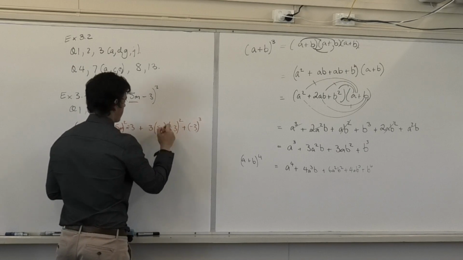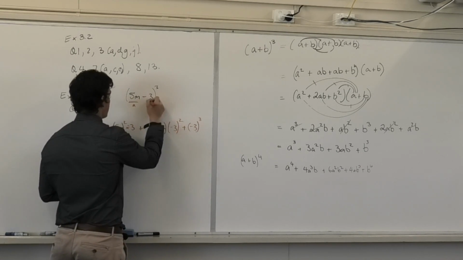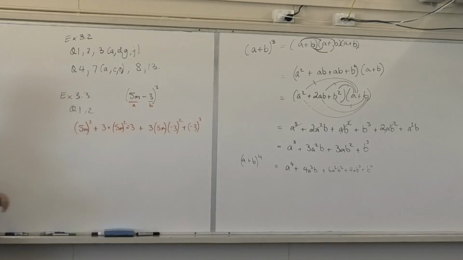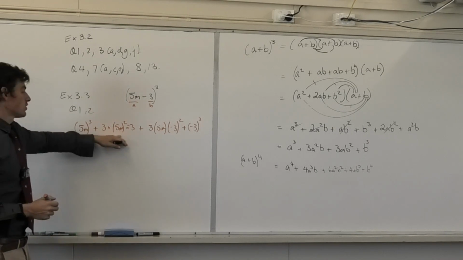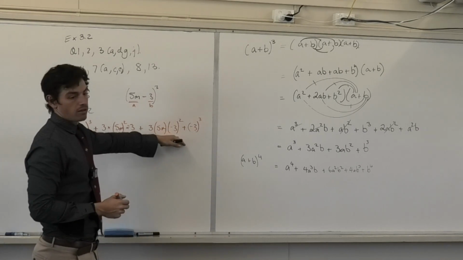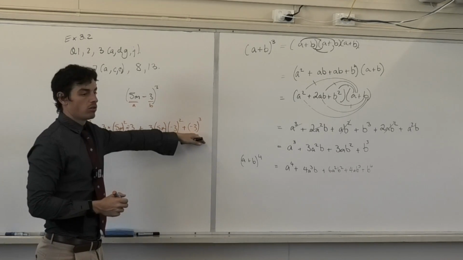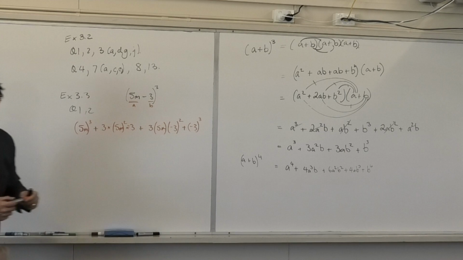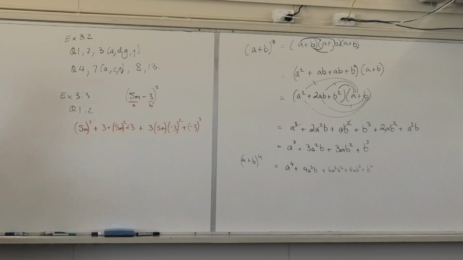Why am I changing that? Because I want to show this is my a and this is my b. Have I got a cubed? Yes. Have I got 3a squared times b? Yes. Have I got 3a times b squared? Yes. Have I got b cubed? Yes. It's exactly the same thing. I've just replaced a and b with 5m and negative 3. Yes. So should we just write the base form, a, b, and then substitute values in for the test? You could.